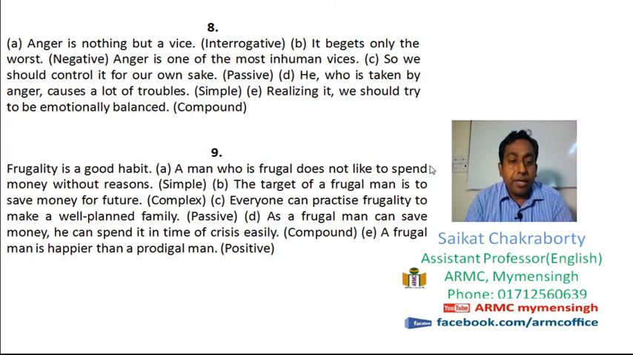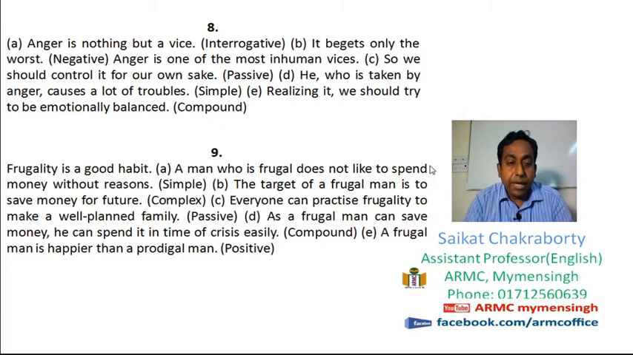The target of a frugal man is to save money for future. Complex. We can say it is the target of a frugal man which is to save money for future. Another way we can say it, the target of a man who is frugal is to save money for future. You can use any one of these two answers. Everyone can practice frugality to make a well-planned family. Passive. We can say to make a well-planned family, frugality can be practiced. You can omit everyone.